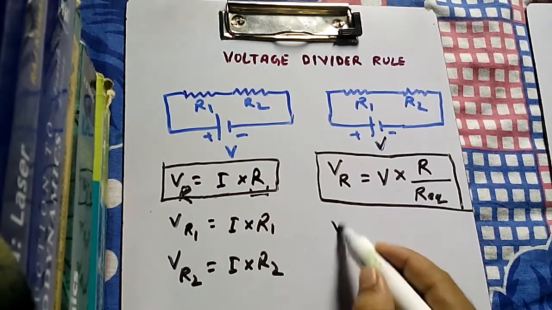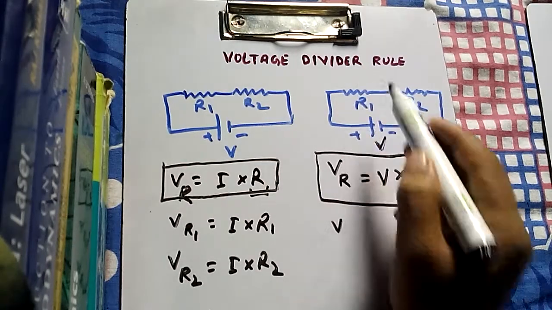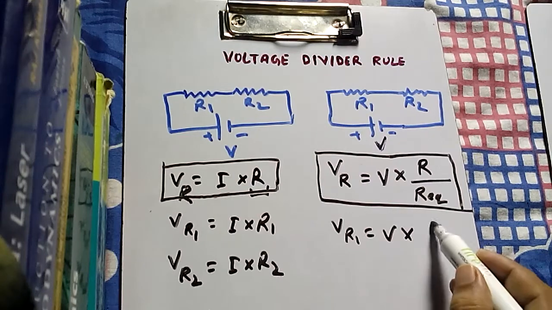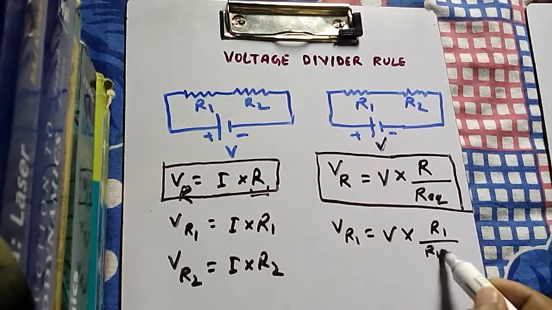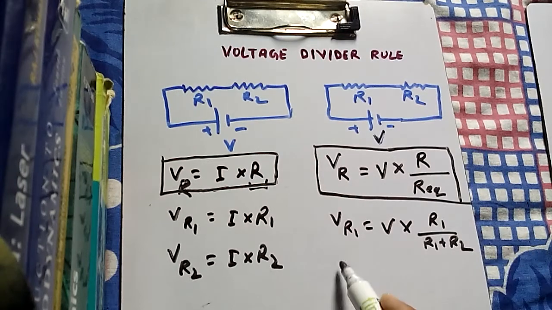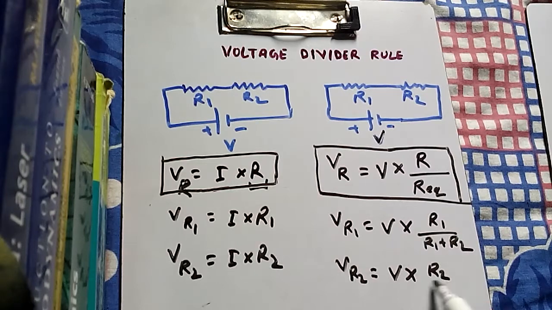So from here, what is the voltage drop across R1 using this? VR1 is equal to V into R1 by R1 plus R2. And what is the voltage drop across R2? VR2 is equal to V into R2 by R1 plus R2.